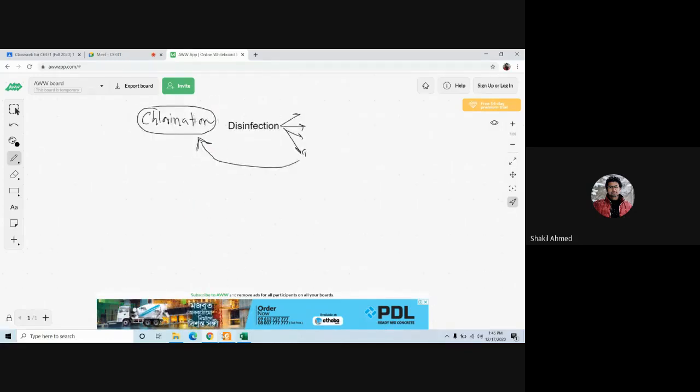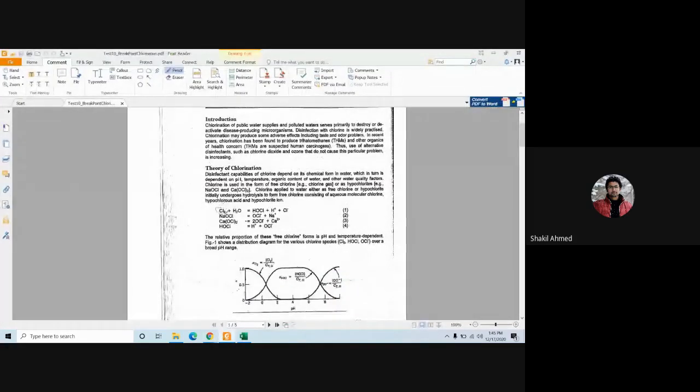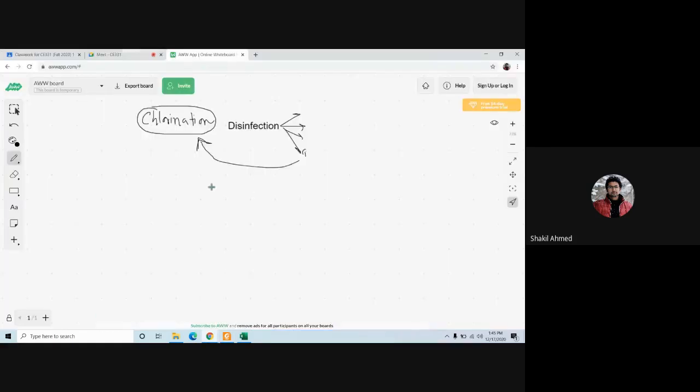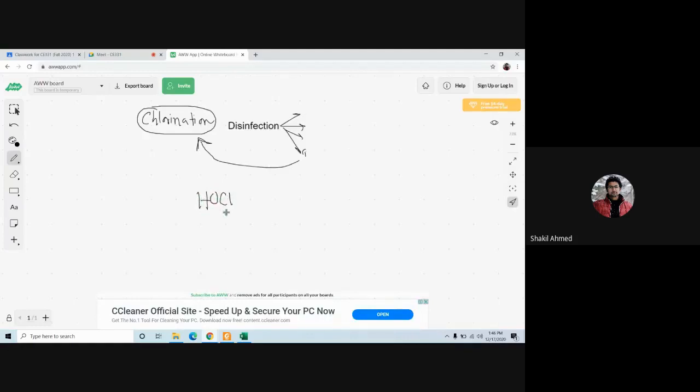So what happens when we add chlorine to water, it gives us some compounds like hypochlorous acid, HOCl, and this HOCl gives us basically hypochlorite ion. This hypochlorous acid and hypochlorite ion are called free or available chlorine, and they have the capacity to kill pathogens. They are referred to as free chlorine.